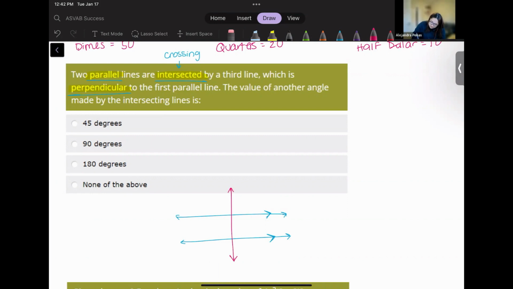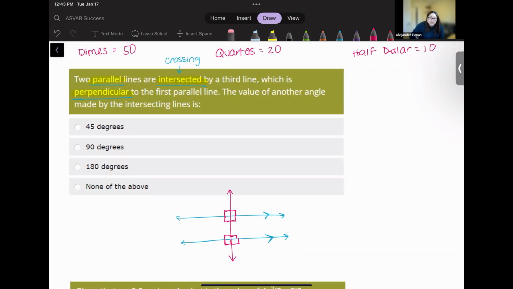And it forms a perfect, beautiful 90-degree angle. Wherever it touches another line, it's forming a 90-degree angle. So the value of another angle made by the intersecting line is, well, the intersecting line is creating beautiful 90-degree angles. So that would be your answer. So it's a very straightforward problem. What it requires is you understanding the vocabulary of what's parallel, what's perpendicular, and what's intersecting.